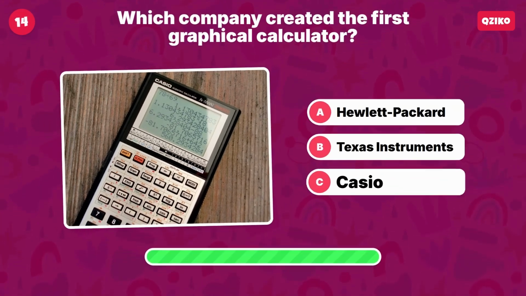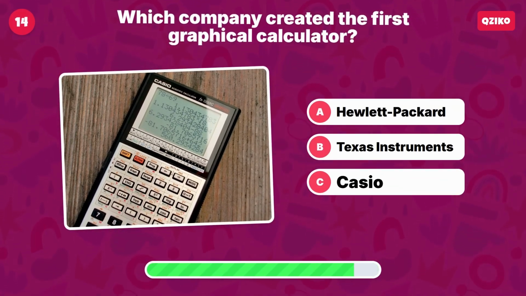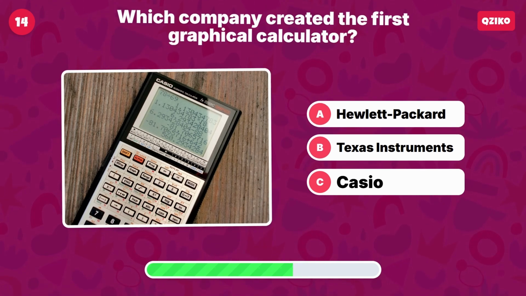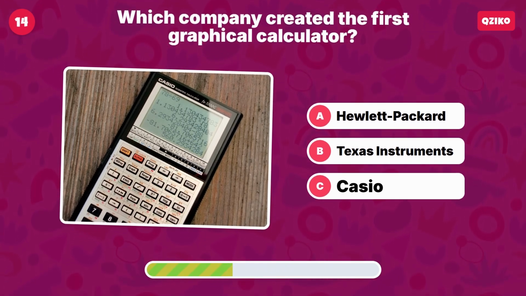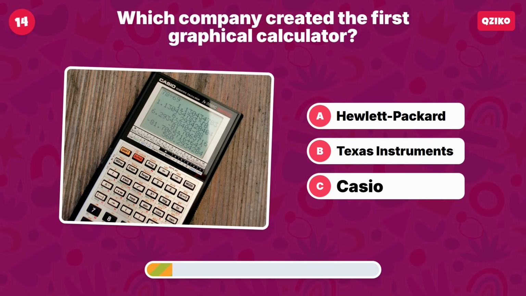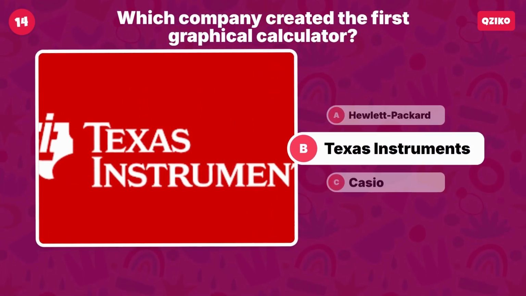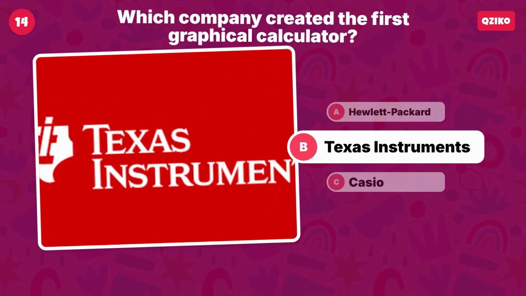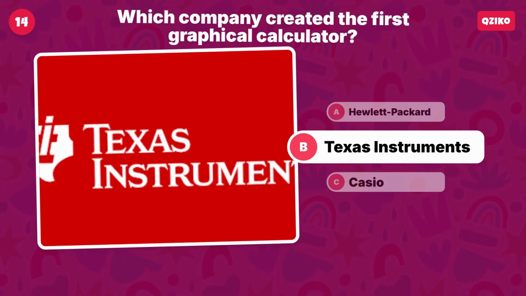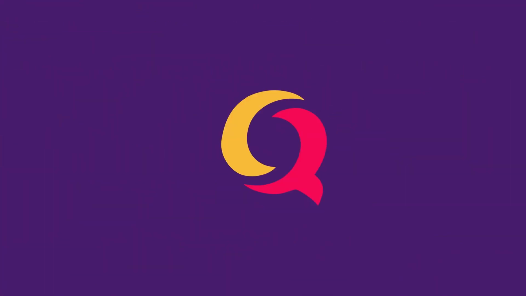Which company created the first graphical calculator? Hewlett-Packard, Texas Instruments, or Casio? Texas Instruments introduced the first graphical calculator in 1985.